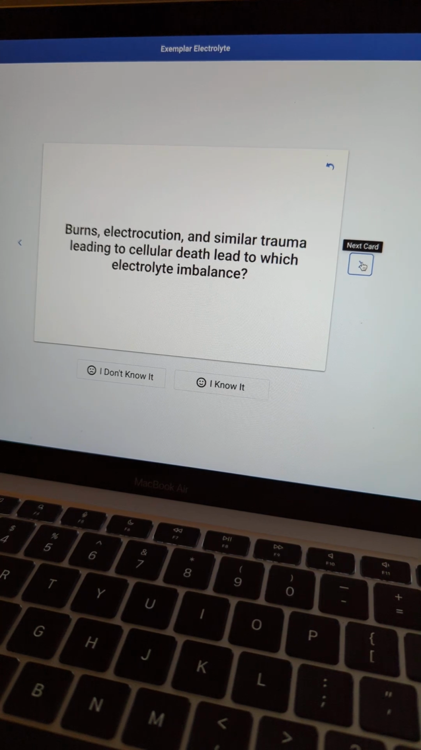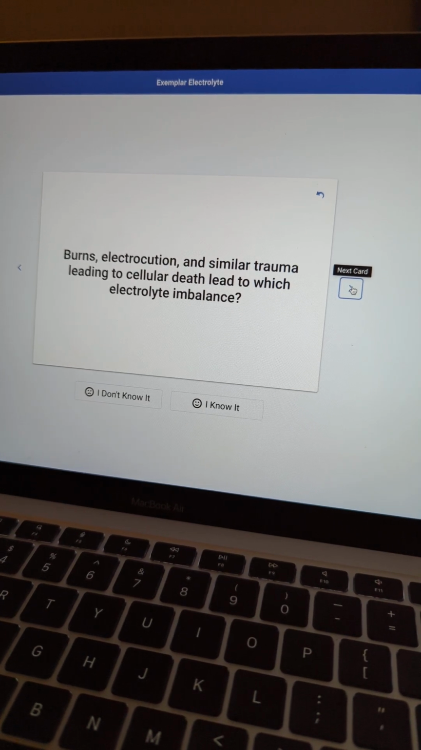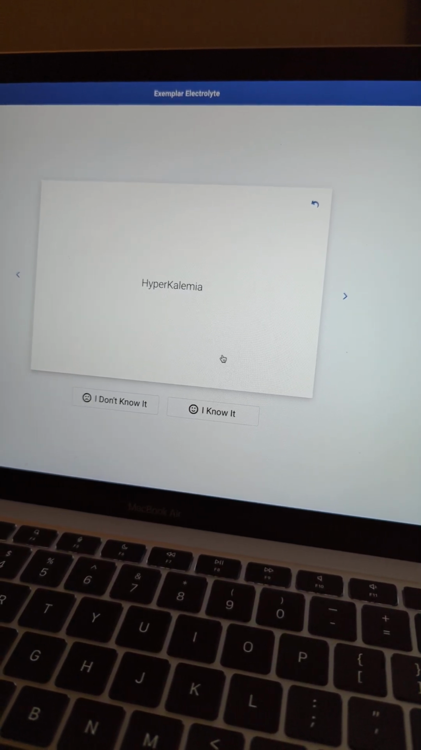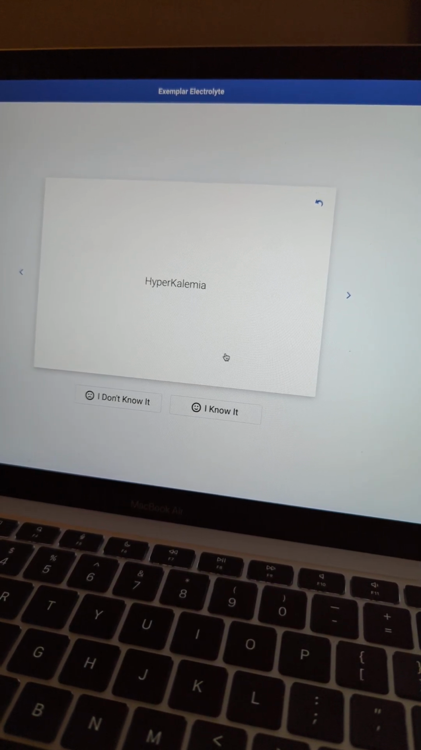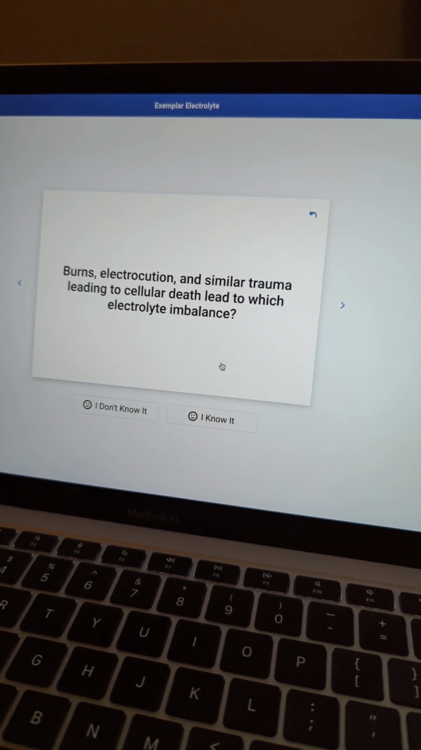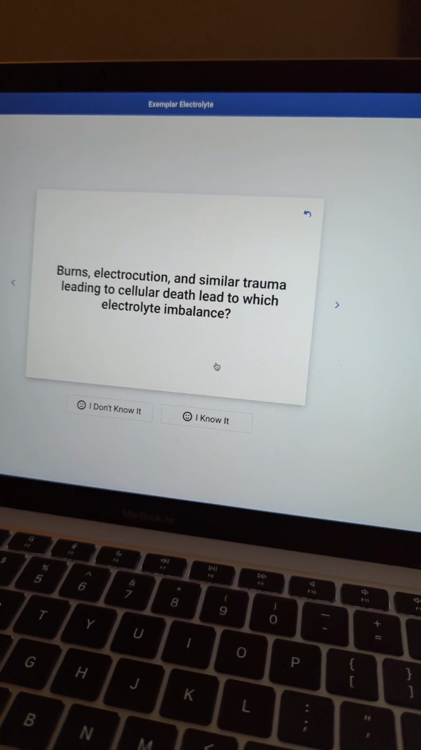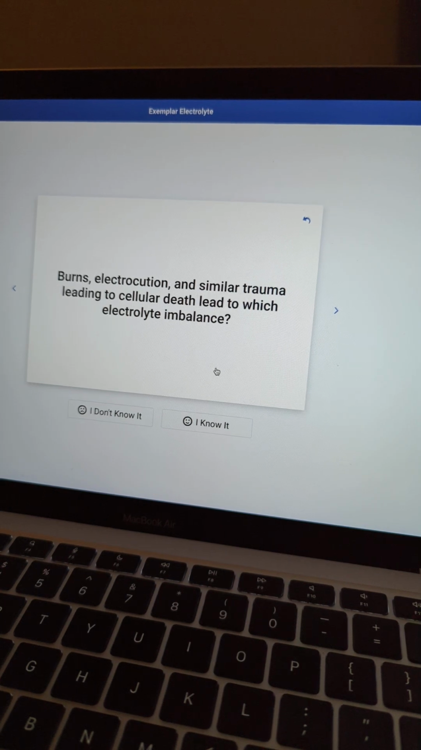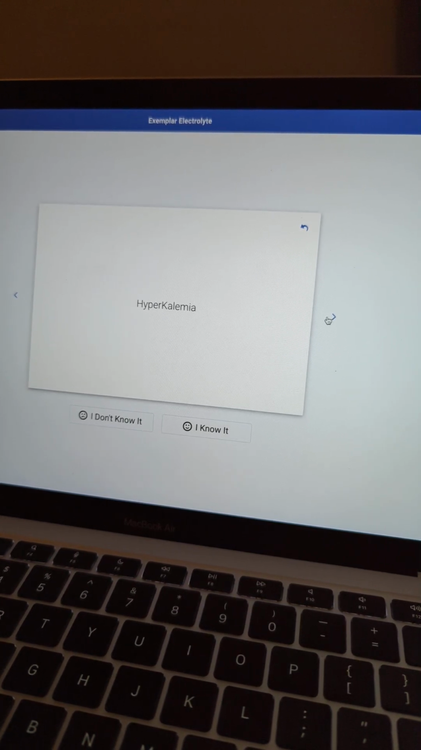Burns, electrocution, and other similar trauma to soft tissues that leads to a lot of cellular death or lysis leads to which electrolyte imbalance? Hyperkalemia. 98% of potassium within a person's body is within the cells. When the patient endures trauma like this, you have millions upon millions of cells dying at once, spilling their 98% of the body's potassium into the blood and the interstitial space, and that can lead to major problems. And then we have cardiac problems because of that.